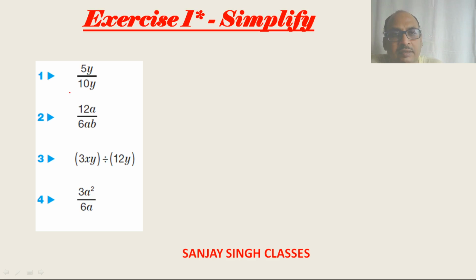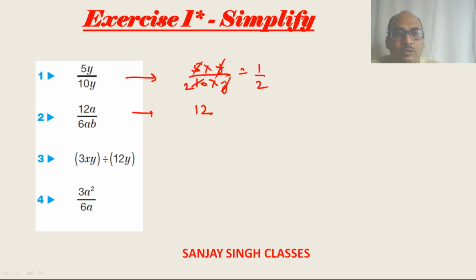Going to 1 star exercise. Same it is there. So 5 into y by 10 into y got cancelled, 5 2s are, so it will become 1 by 2. Similarly here 12a. So now I feel that you all have understood very nicely. Even I am not writing multiplication in between, then also we can cancel it and 6 2. So it will become 2 by b.